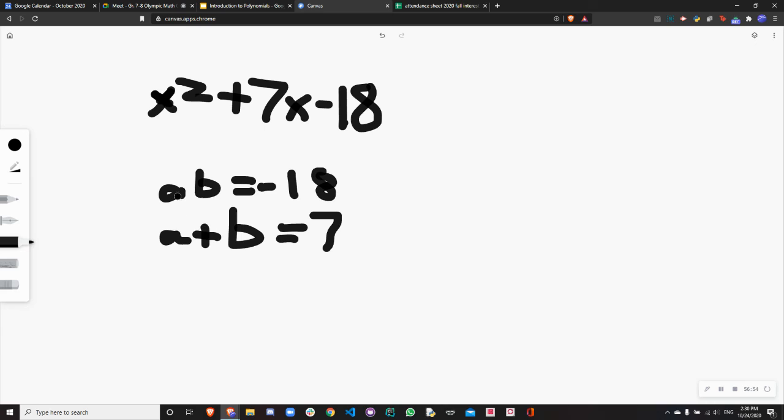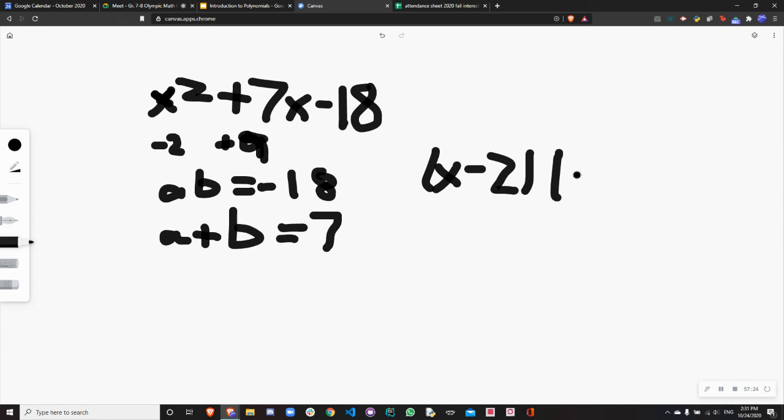Can someone give me two possible numbers that satisfy this? Negative 2 and 9. I don't think the order matters, so we could say a is negative 2 and b is positive 9. Okay, so we have two numbers, negative 2 and positive 9. If you want to write those out as factors, we have x minus 2 and also x plus 9. And that's how you factor this polynomial right here.